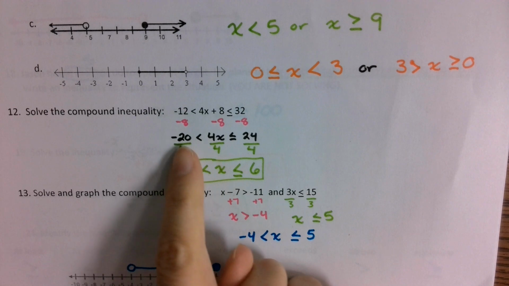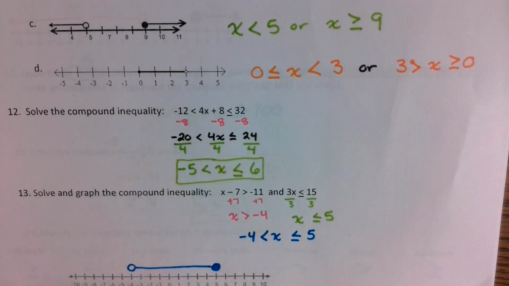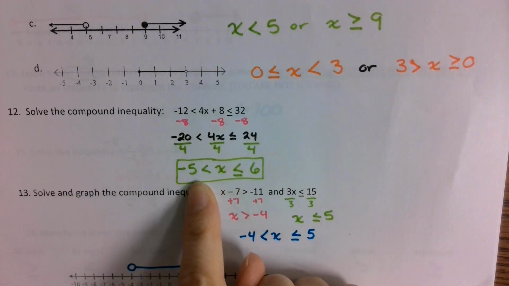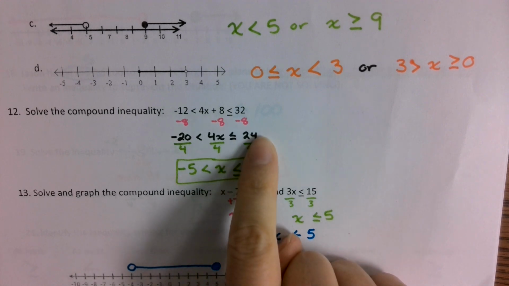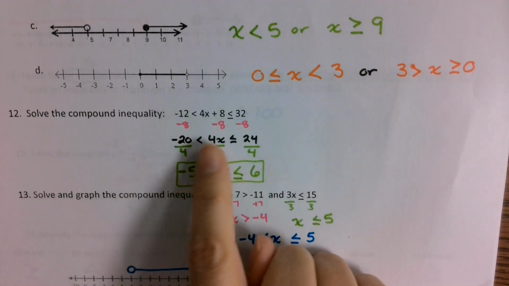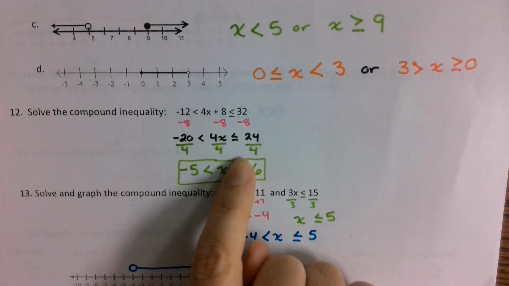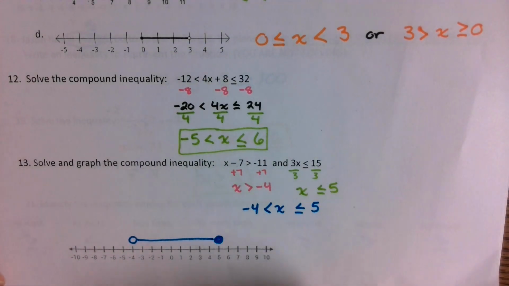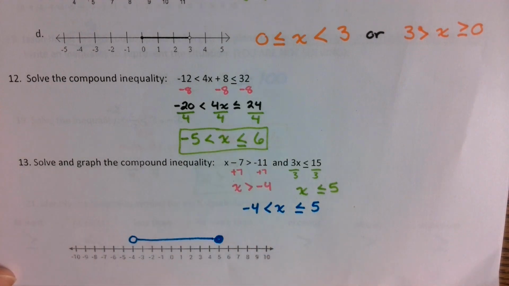You would then divide each term by 4. So -20 divided by 4 is -5. Then you get your x in the center, and then 24 divided by 4 is 6. We did not need to flip any of the inequalities because we were dividing by a positive. Since we're dividing by a positive, we keep the inequalities as they are. So there's our inequality statement.